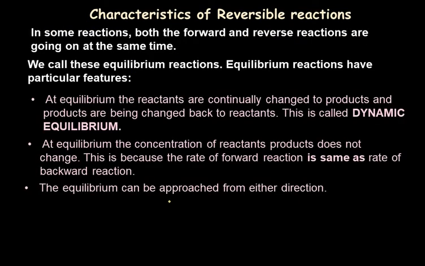The next characteristic of an equilibrium reaction is that equilibrium can be approached from either direction. That is, if we start with the reactants to form the product, but in another reaction, if I start with the products, then I can get back the reactants and again the equilibrium can be reached. So reversible reactions can be started from either side.